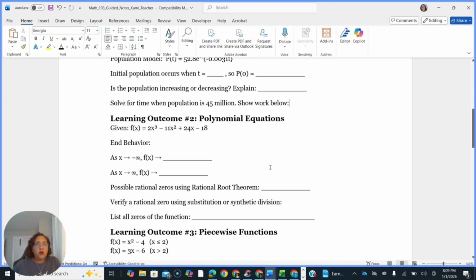All right, so the learning outcome for number 2, polynomial equation: f of x is equal to 2x to the third power minus 11x squared plus 24x minus 18. What we're looking for is the end behavior for the leading term, 2x to the third power. The leading term, 2x to the third power, is an odd degree, and it has a positive coefficient. So the odd degree, positive, as x approaches negative infinity, and there are rules, they're in your book, okay?